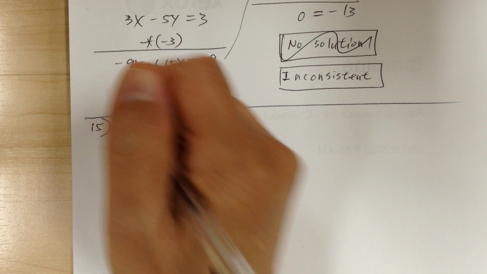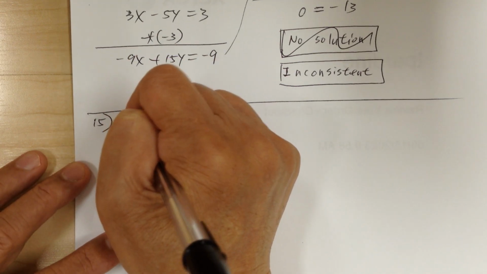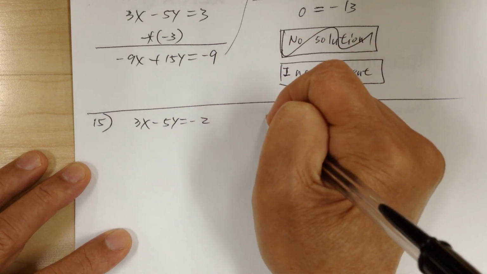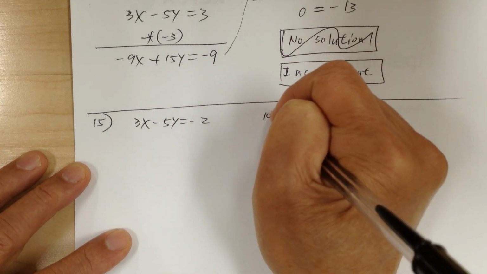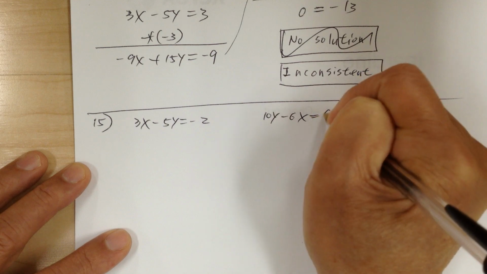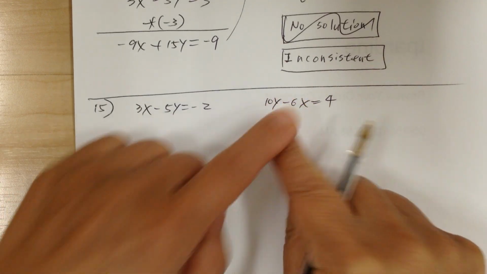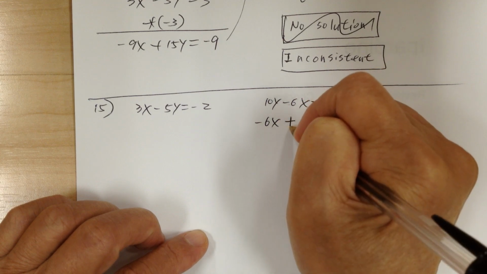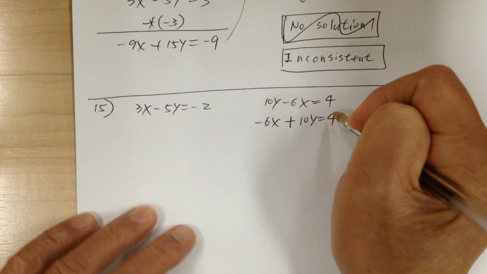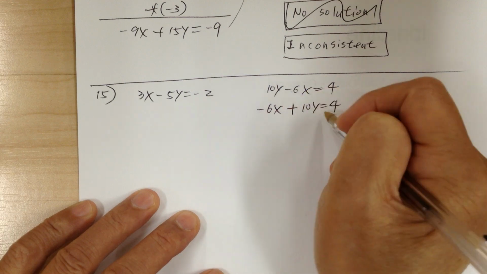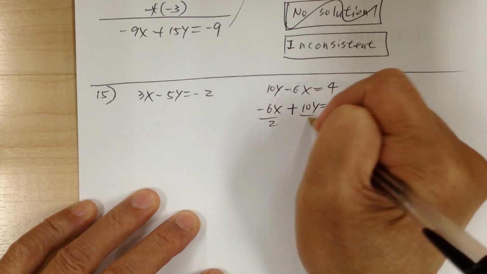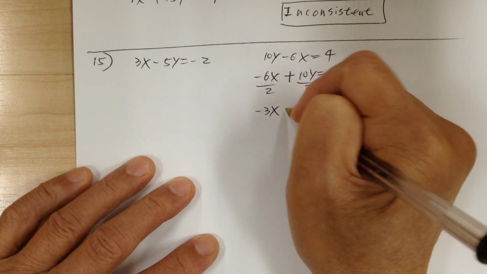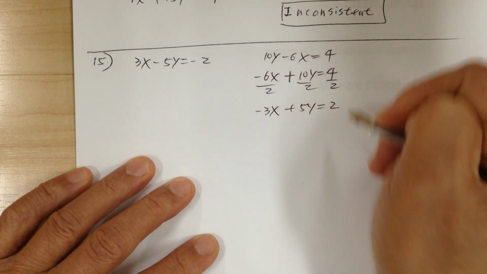Okay, number 15. You have 3x minus 5y equals -2, and you have 10y minus 6x equals 4. First, let's put this in the correct order, so it'll be -6x plus 10y equals 4. And notice it's always a multiple of 2, so I'm going to divide it by 2 to lower my numbers and make it easier to work. So I've got -3x plus 5y equals 2.